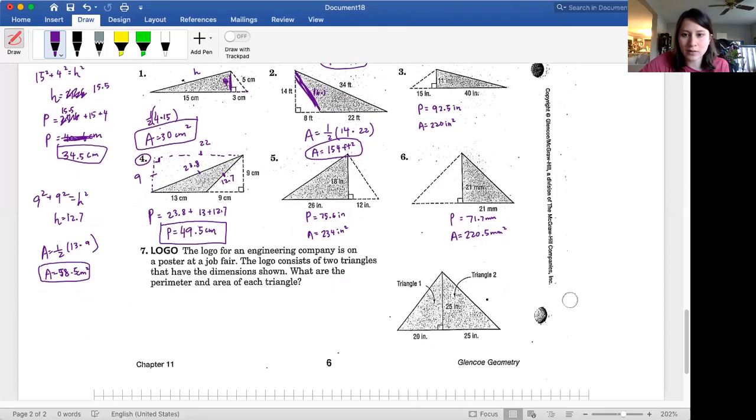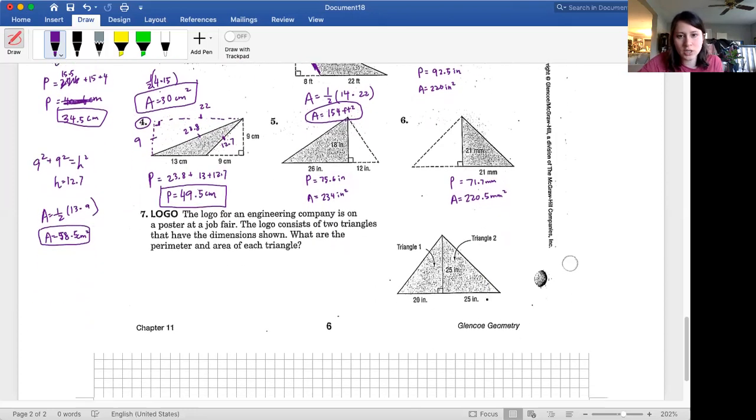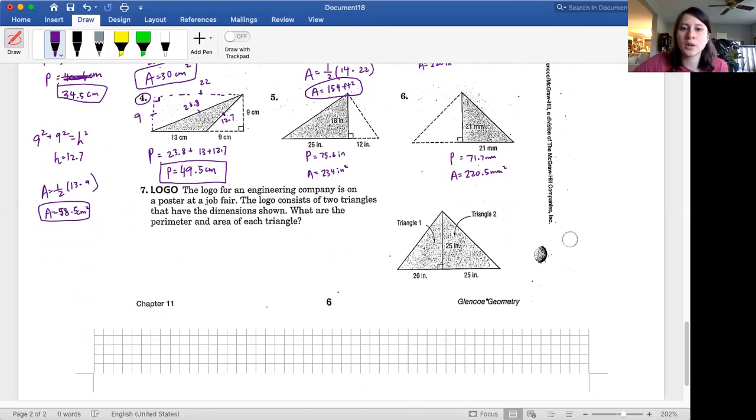Okay, looking at number 7. It says the logo for an engineering company is on a poster at a job fair. The logo consists of 2 triangles that have the dimensions shown. What are the perimeter and area of the triangle? So basically we have 2 triangles. We need to find the perimeter and area. The nice thing is I have the height and I have the base. And so to find the area won't be too hard. It's just 1/2 times the height, which is 25, times the base, which is 20 plus 25, which is 45.